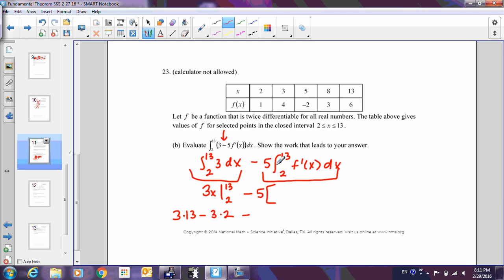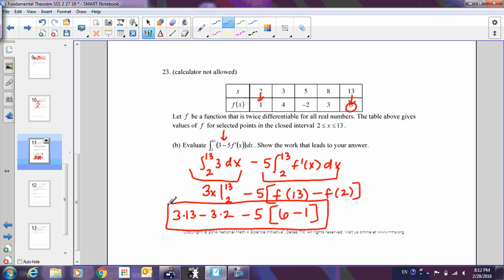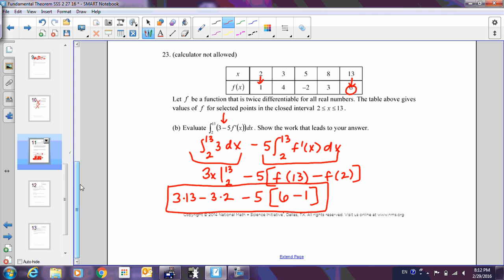Now when you integrate a derivative, you're just plugging in the bounds. Plug in the upper bound, plug in the lower bound. It's not the exact same thing as second fundamental theorem. That was where we derived an integral. Here we're integrating a derivative. You still got to deal with the bounds. This is where the table comes into play. What was f of 13? It was 6. What was f of 2? It was 1. This right here is sufficient for your final answer. Again, you don't have to simplify. You can, but you don't get any bonus points for doing so. All right, that was 23.